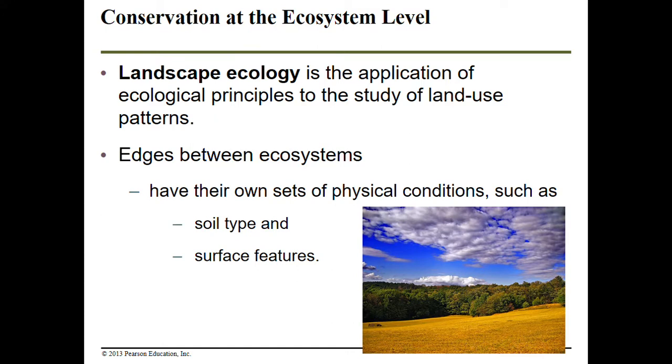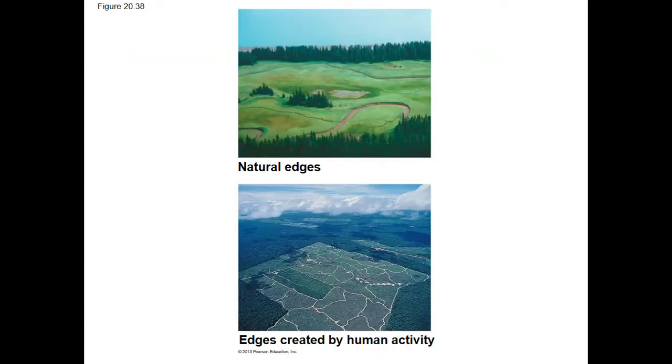Landscape ecology looks at how we use land. So remember, we fragment our land and have more edges. Our species richness gets affected. Well, it can also change our soil and what's on the surface. So different plants, for example, that live there. And here you can definitely see the difference between natural edges versus edges made by humans.